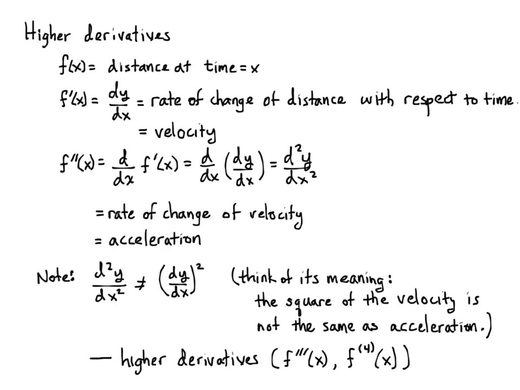And then for higher derivatives, I want to introduce the notation. You can keep on putting primes behind it, like this would be the third derivative. The other thing is that you can put a number in parentheses, and that means the fourth derivative. f to the fourth may be the fourth power, but f to the 4 in parentheses means the fourth derivative.